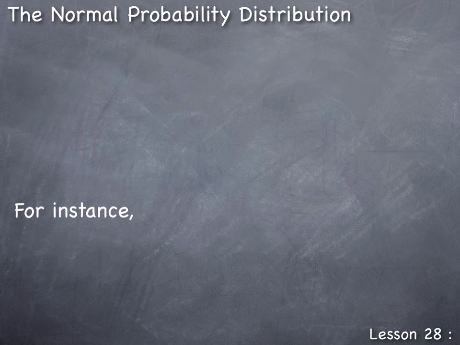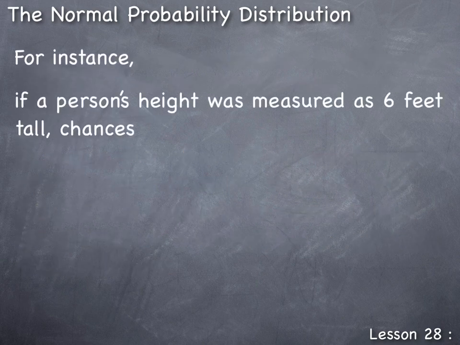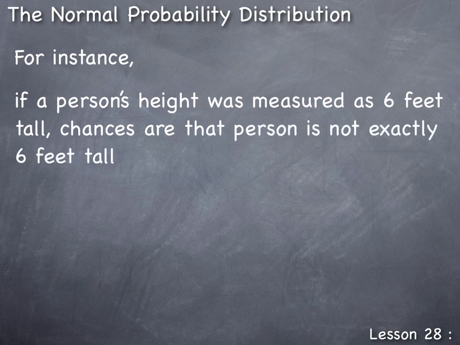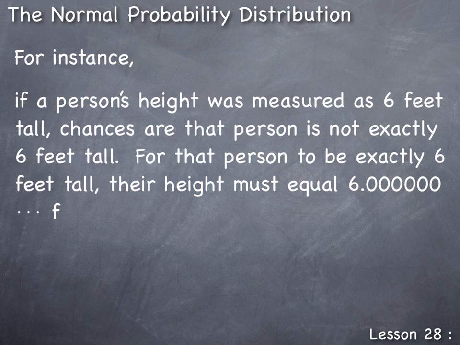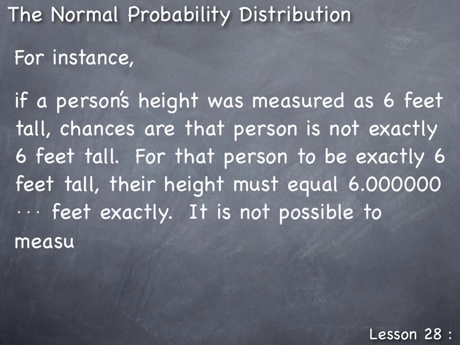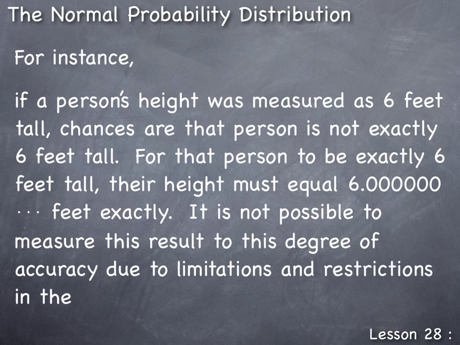For instance, if a person's height was measured as 6 feet tall, chances are that person is not exactly 6 feet tall. For that person to be exactly 6 feet tall, their height must equal 6.00000000 and so on feet exactly. It is not possible to measure this result to this degree of accuracy due to limitations and restrictions in the measurement process.